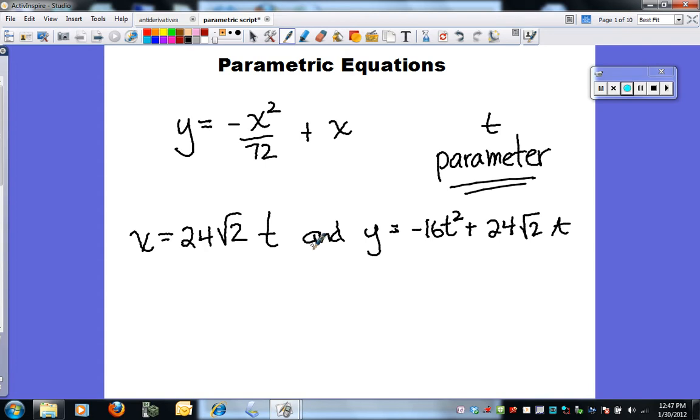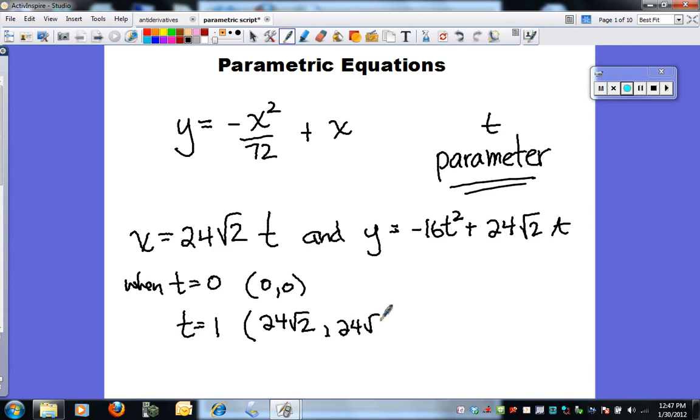So from this set of equations, you can determine that at a time t equals 0, the object is at the point 0, 0. That's where the object is. If at time t equals 1, we can figure out that the object is at the point 24 square root of 2, 24 times the square root of 2 minus 16. That is the location at t equals 1.